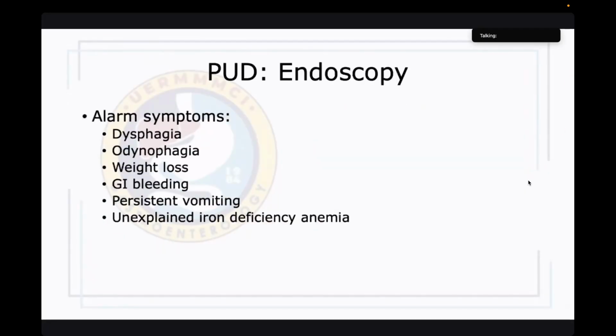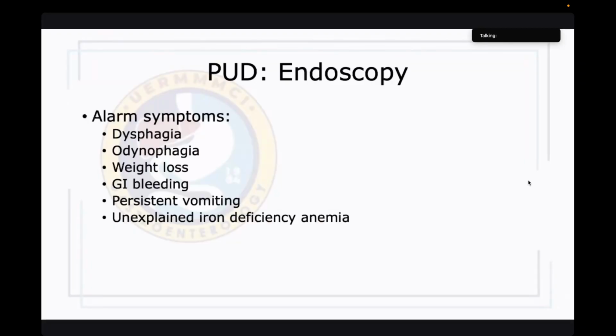Not all patients presenting with peptic ulcer disease need an endoscopy. Age is one factor to consider. So the American Society of Gastroenterology recommends endoscopy for uninvestigated dyspepsia if the patient is at least 50 years old. Some would do it at age 40. So the range is usually between 40 to 55 years old.